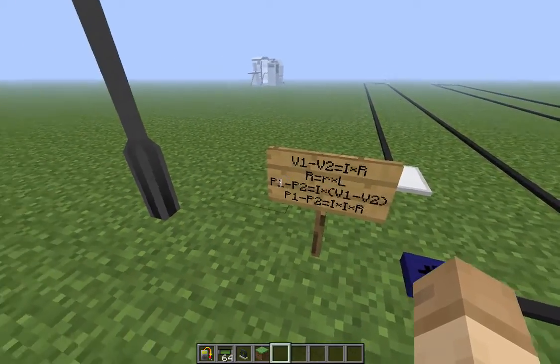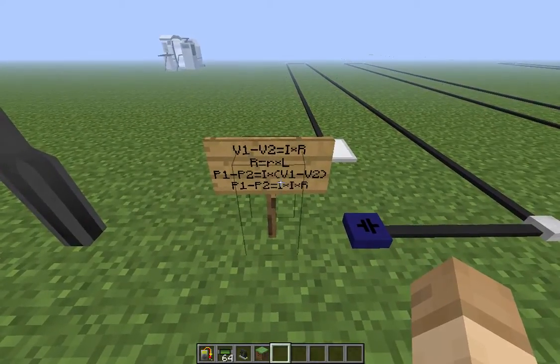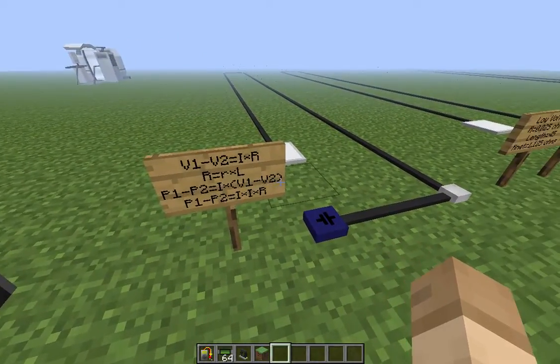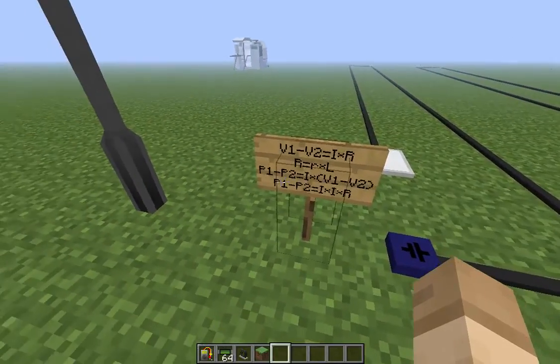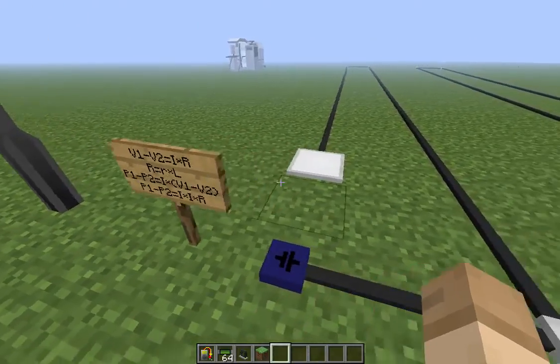The second is that the power loss transmitting electricity between two points is equal to the current flowing through the wire times the voltage drop across the wire. This means that the less resistance a wire has, the better it is at transmitting power. Let's go look at an example.